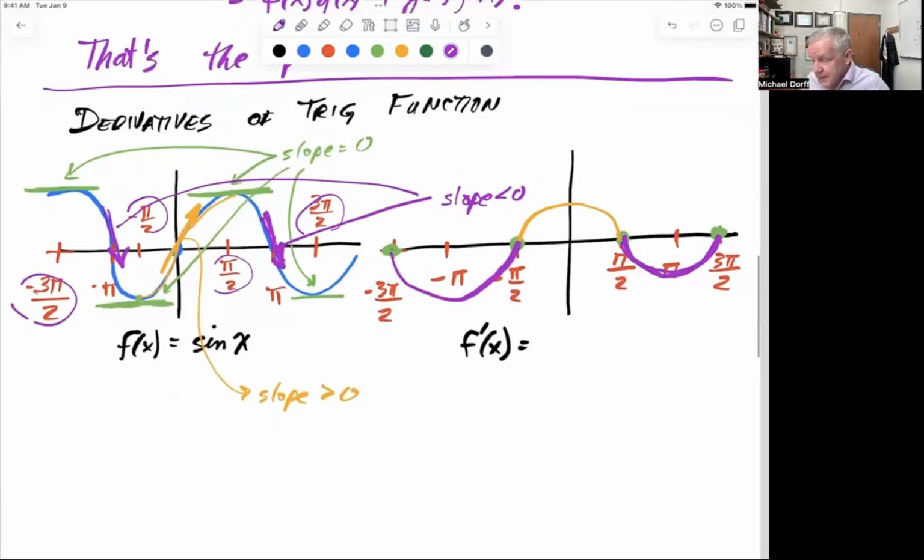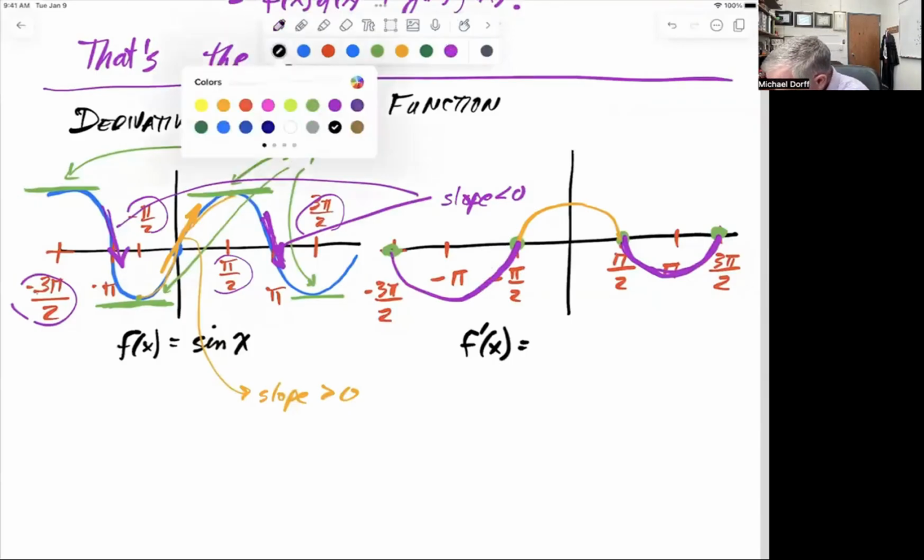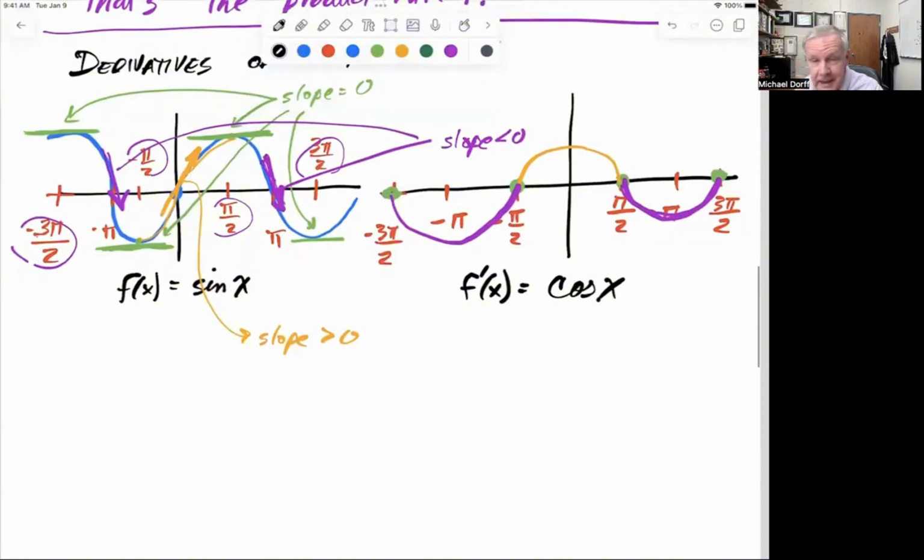Well, so it looks like we've got a curve, again, a wave function, just like we did originally. And that looks like the cosine function. And that's true. And that's actually what happens. The derivative of sine equals cosine.